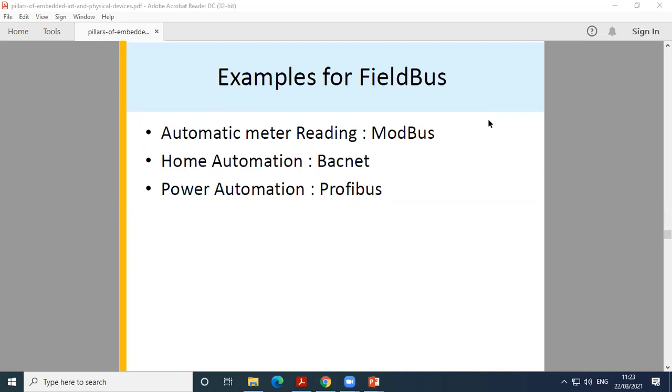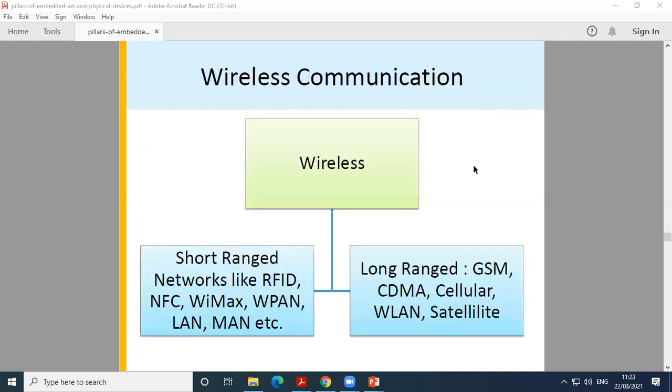And another application is process automation. For that it uses Profibus, Profinet and Modbus. Okay, type 3 and type 2 for that application. So this is all about wired communication. And the next type is for connecting the pervasive network, that is wireless communication.